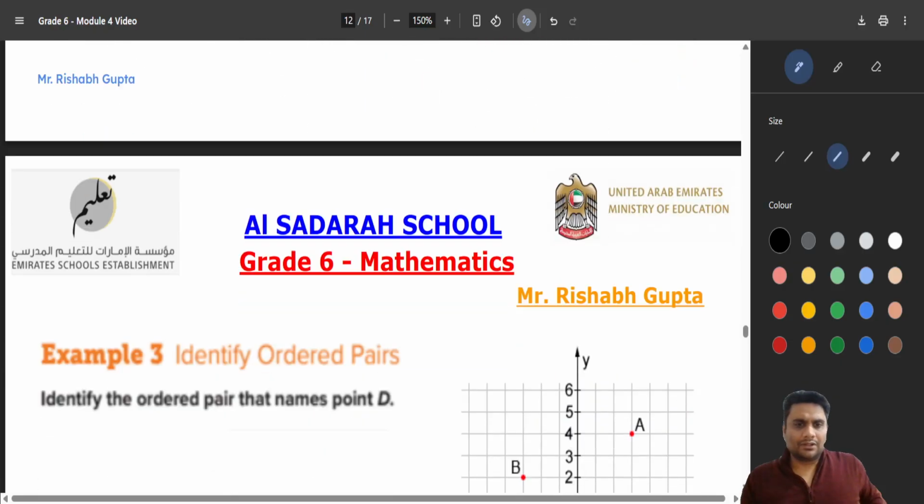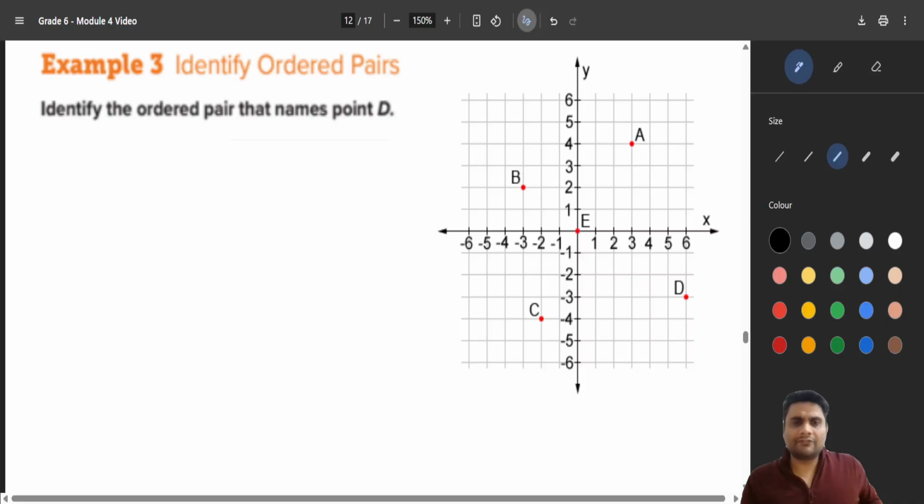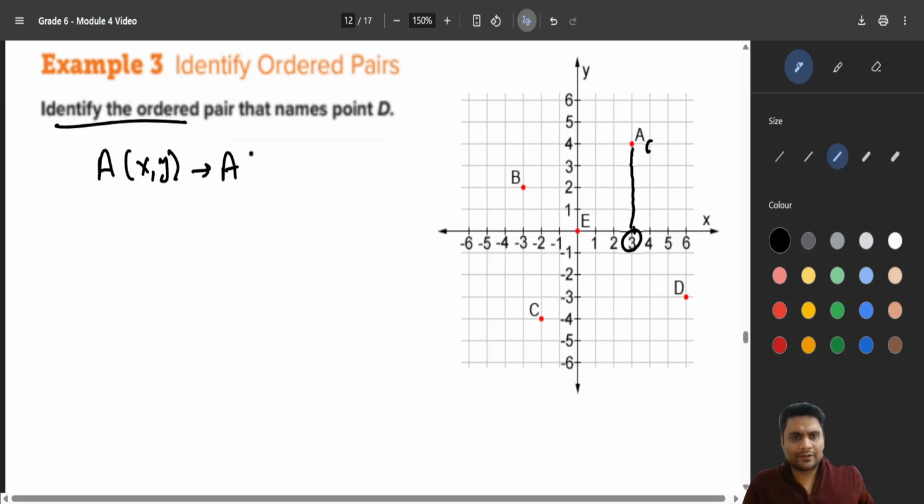Okay, last question. Identifying the ordered pair. So he, on the coordinate plane, he has given us 4 points A, B, C, D, and he asked us to identify the ordered pair, means check their location, tell us the coordinates x and y. So for the A, first we check the x, right? X how much? 3. So if for A, xy, it will be, the x is 3 and what is y? Y is 4. Easy.